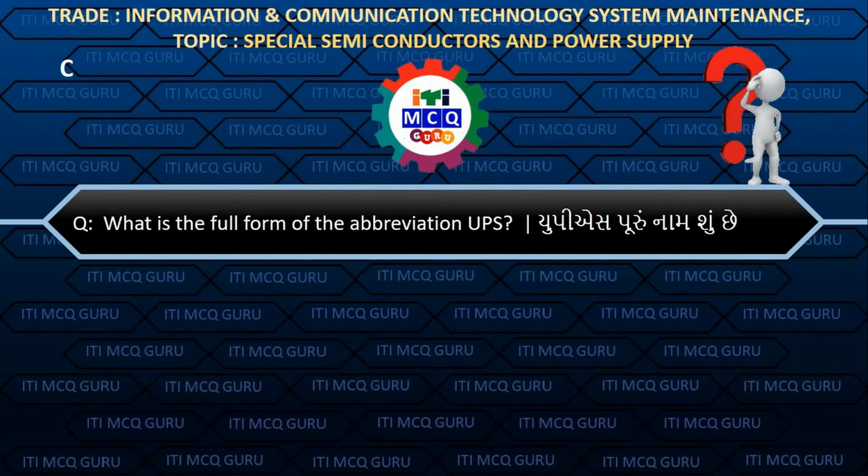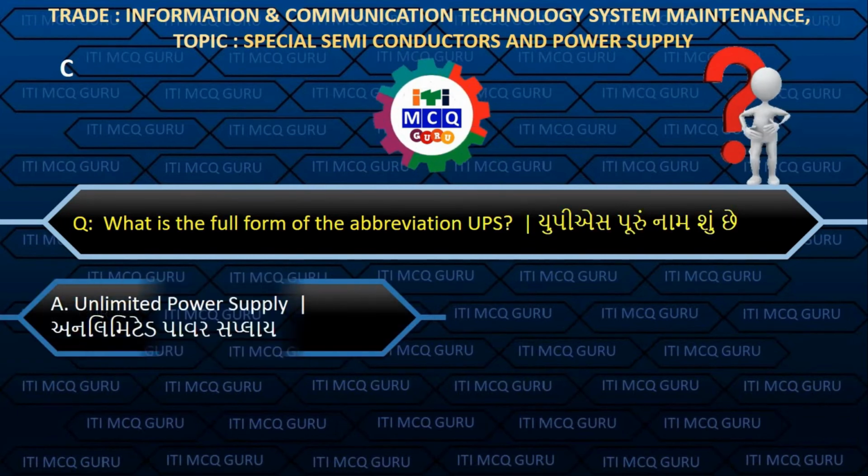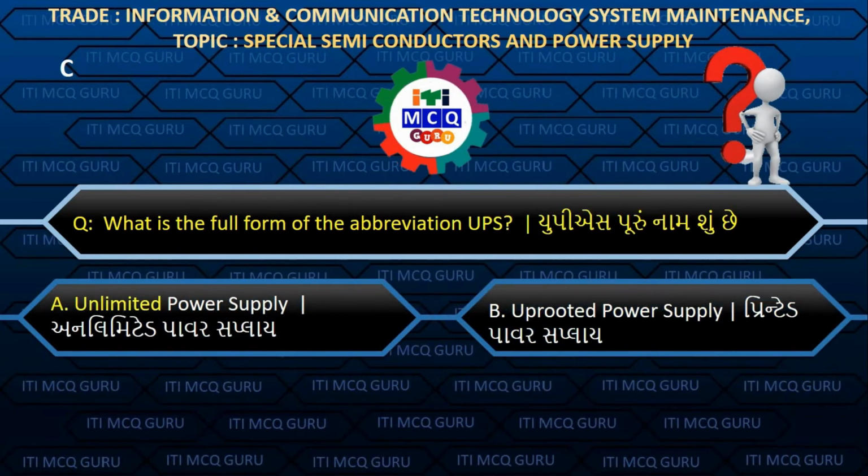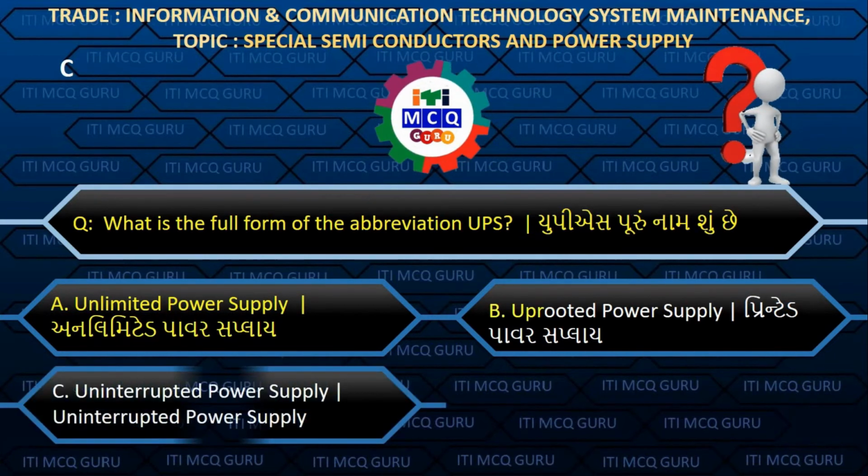What is the full form of the abbreviation UPS? UPS નું પૂરું નામ શું છે? The answer is C. Uninterrupted power supply.